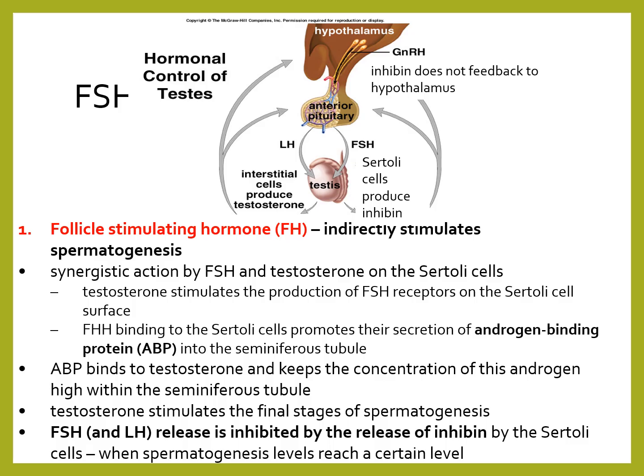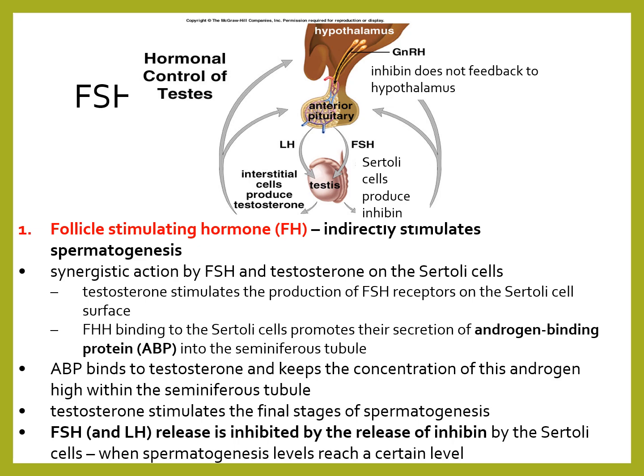FSH release is inhibited by the release of inhibin. Inhibin is produced by Sertoli cells. So while Sertoli cells are making things like androgen binding protein, they're also making inhibin. And when inhibin levels climb high enough, the inhibin will negatively feed back to the anterior pituitary.